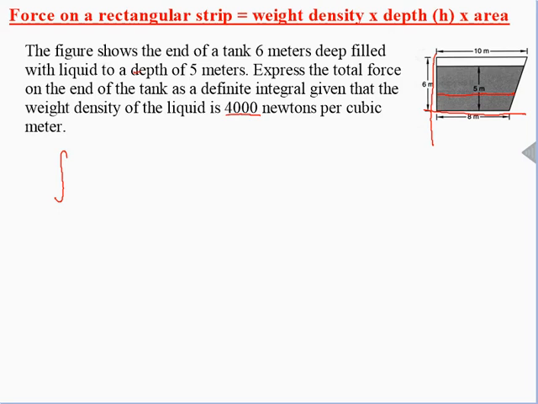We know it's our weight density, which was 4,000, times the depth. Same idea here. To find the depth or how deep this strip is, the whole thing is 5 meters deep, and we want to subtract the y value that we're on. And then we want to find the area. Well, the area is length times our width. Our width is going to be dy again, but our length actually changes. It's not a rectangle. This changes.